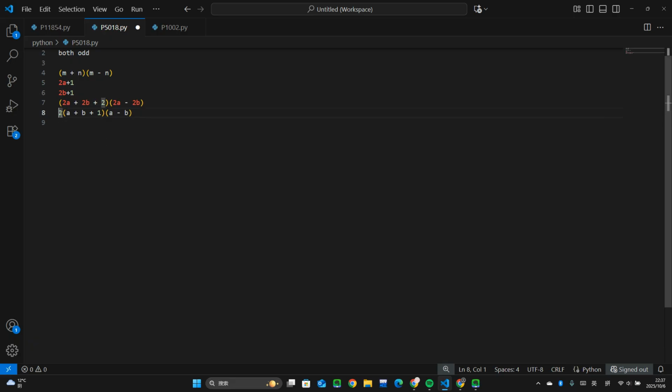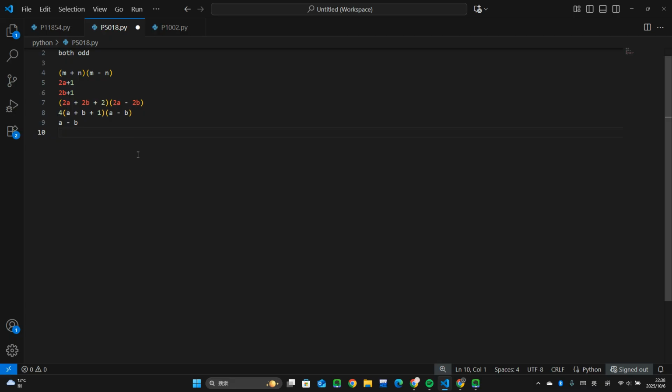Actually, no, 4 times this, because we get a 2 out of both sides. We get a 2 out of this, and we get a 2 out of this, and they multiply to a 4. And then, let's think about it. If a and b are both even, then a minus b is going to be even. So 4 times an even number times this odd number, that's going to have a divisor of 8.